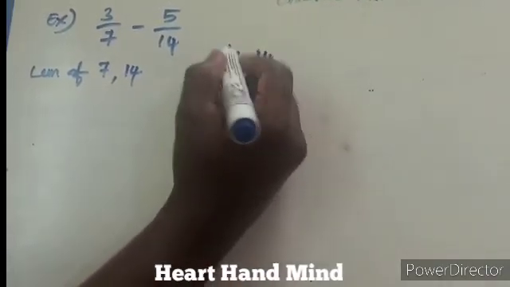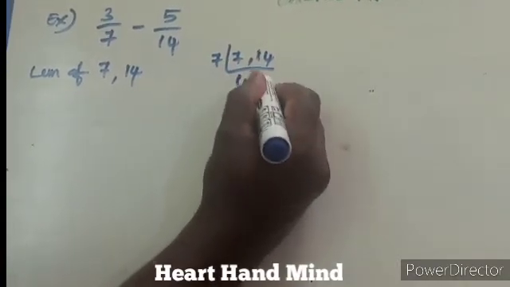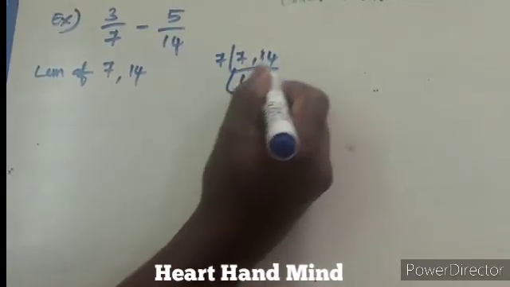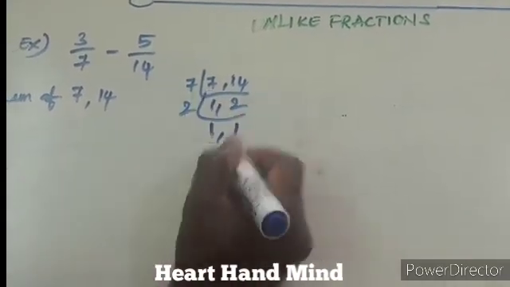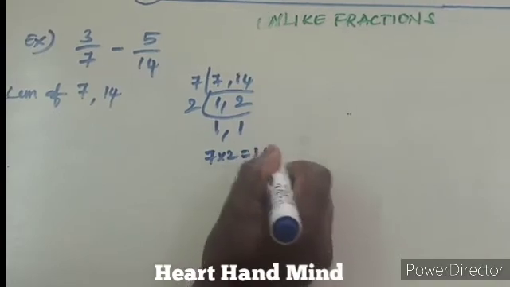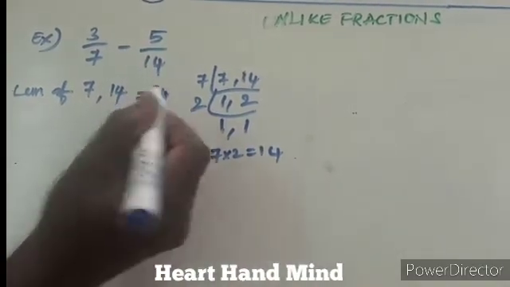So 7, 14, take the LCM. Both the numbers will be divisible by 7. 1 7 is 7, 2 7s are 14. This has become 1 already, so divide by 2 alone. 1 will remain as it is, and then 1 2 is 2. So multiply 7 into 2, we get 14 as the LCM, which is the new denominator.